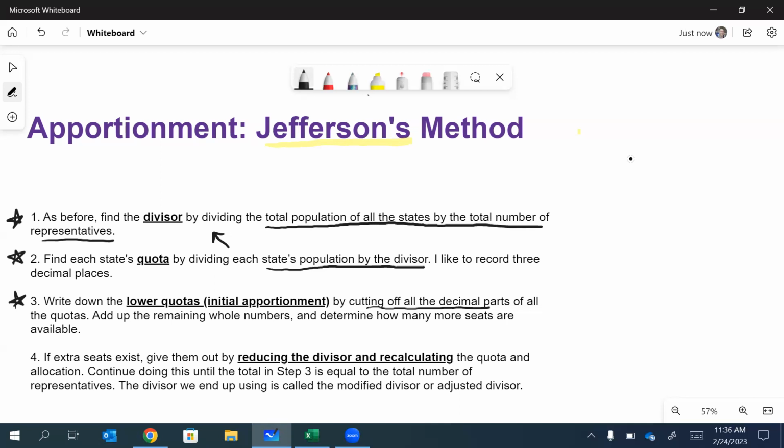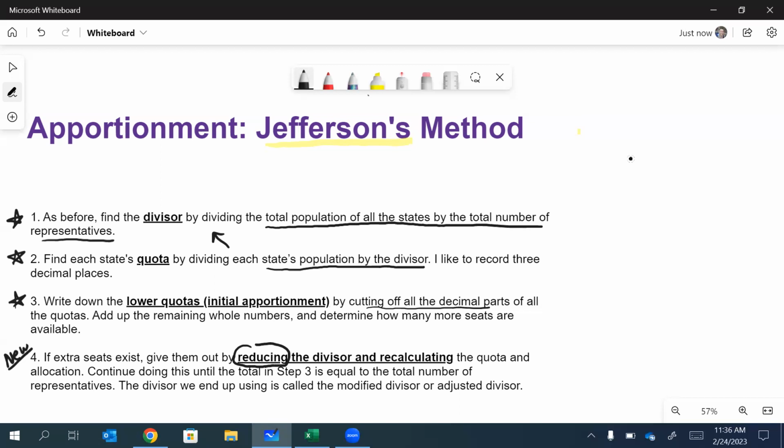And then in step four, this is where it gets new. This is not the same as the Hamilton method, all right? So if extra seats exist, rather than looking at the decimal as Alexander Hamilton had us do, Jefferson uses a method where we reduce the divisor. Now, this seems a little odd at first, but what happens when you reduce the divisor is that you're dividing by something smaller. So it actually turns each state's quota larger.